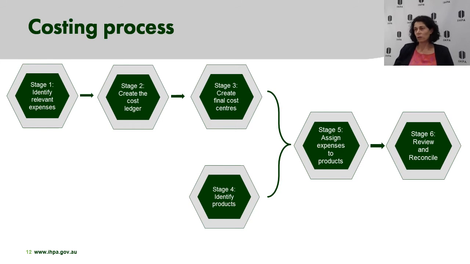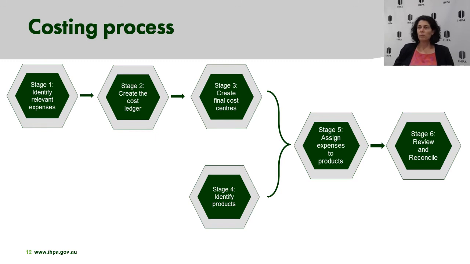Stage 2 is creating the cost ledger, so pulling both the expenses from within the general ledger of the site which is doing the costing, as well as costs from external to the general ledger into the costing system to create the cost ledger. And that's making sure, mapping cost centres and line items so that there's consistency within the costing process. Stage 3 is about creating the final cost centres within that costing system.